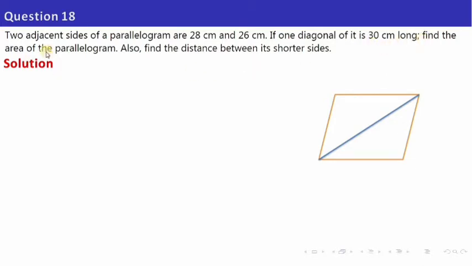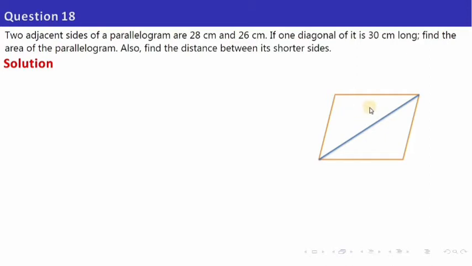The question is asking you to find the area of the parallelogram. Now one thing that I want to say here is, if this is 28, this is also going to be 28. If this is 26, this is also going to be 26. So basically if you observe here, this diagonal divides this parallelogram into two triangles. So in order to find the area of the parallelogram, I'll find the area of this triangle and of this triangle.